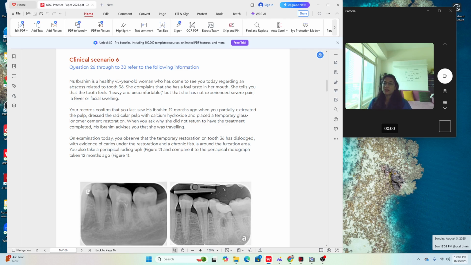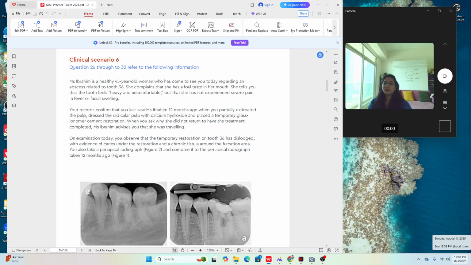Miss Ibrahim is a healthy 45-year-old woman who has come to see you today regarding an abscess related to tooth 36 on your left side, first permanent molar of the left bottom jaw. She complains that she has a foul taste in her mouth. That's probably because there is an abscess, and an abscess gives a bad taste.